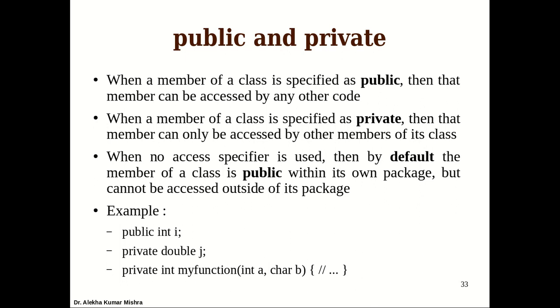When there is no access specifier, that means default. If you recall your C++, by default it is private. But here by default it is public, with a restriction: public within its own package. When we declare a class, it is part of a package, the default package. We will see how we create our own package and define classes and methods within it. So when no access specifier is defined, it is public but within its own package, not outside the package. It is still not accessible outside the package.